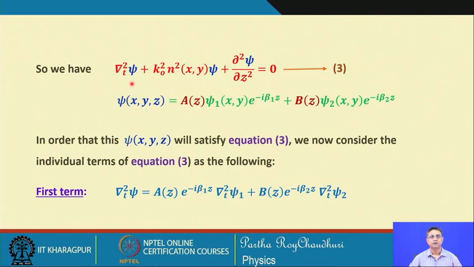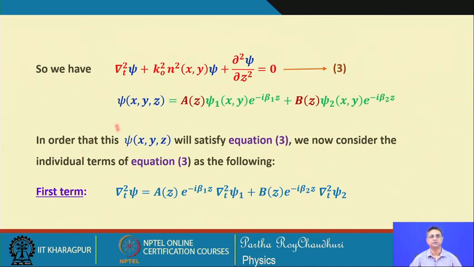So, we will substitute this in the wave equation for the complete waveguide, the total structure, and this is the mode psi of x y z for which we will write this. In order that this psi of x y z satisfies equation 3, we will now consider this equation term by term, because otherwise it will become too long an expression.